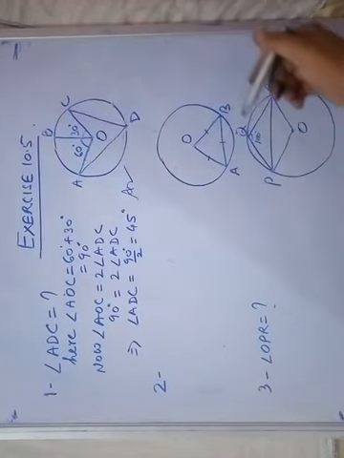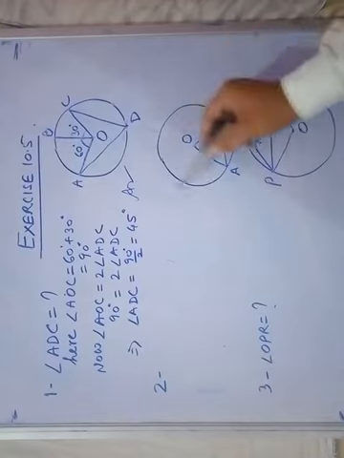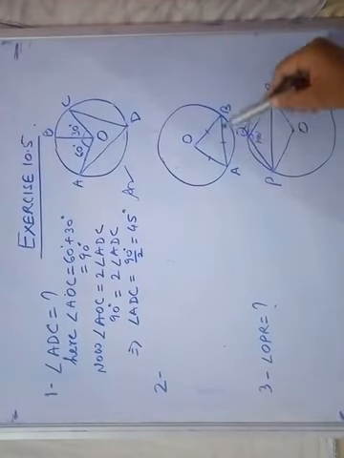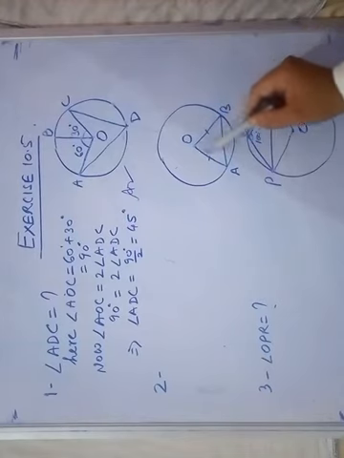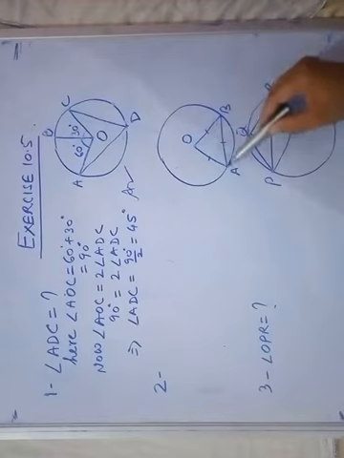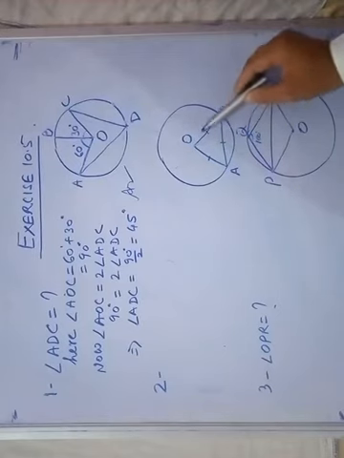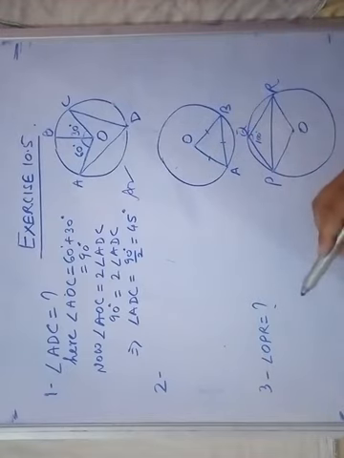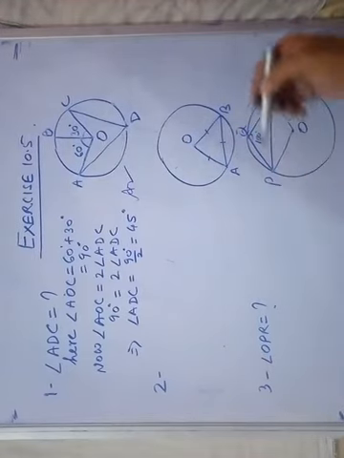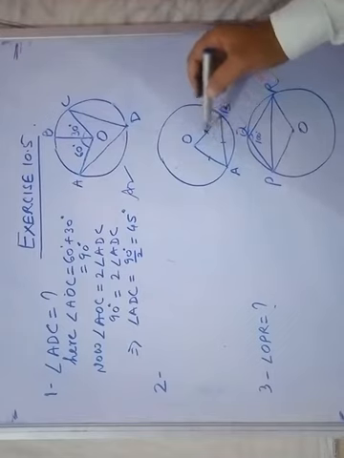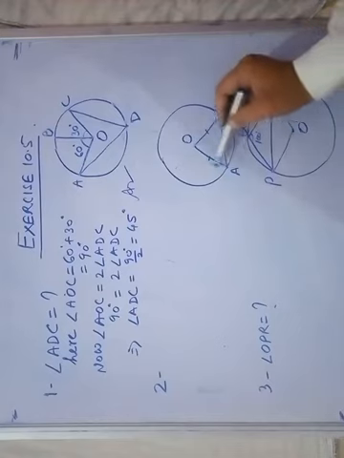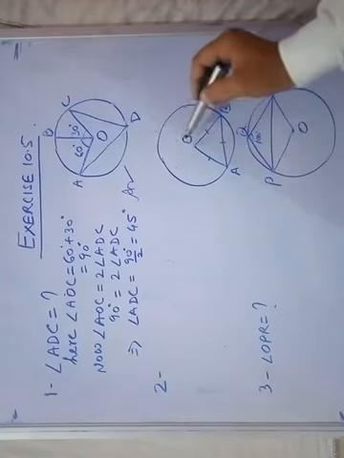Now in the second question, a figure is given and the question is: a chord of a circle is equal to the radius of the circle. So here AB is equal to OA and also equal to OB. It means OAB is an equilateral triangle, and we have to find the angle subtended by this chord at the minor arc as well as the major arc.